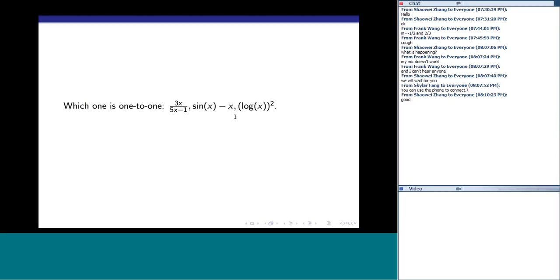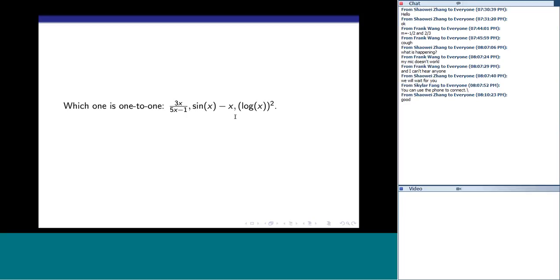Which one is one-to-one? Now this time, the third one is. I think the third one, definitely, yeah, the third one. What is he saying? Probably third. What are you saying?